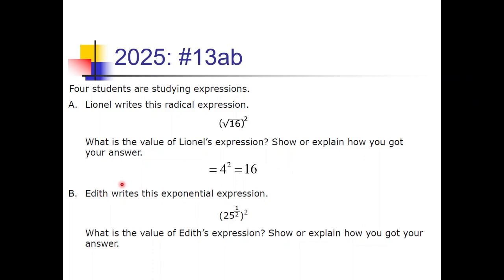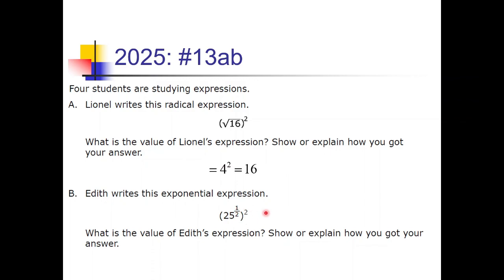For part B now, we have Edith writing 25 to the 1/2 power squared, and we want to know the value of Edith's expression. So one way to do this problem would be to remember that a fractional exponent is really just a radical kind of expression. The number on top here, the numerator, is the power, and the denominator is the index of the root. So this would be the square root of 25 to the 1st power. So that's one way to do the problem.